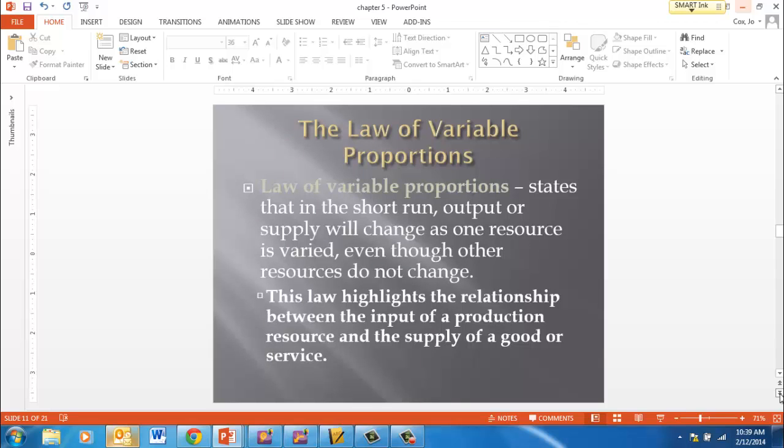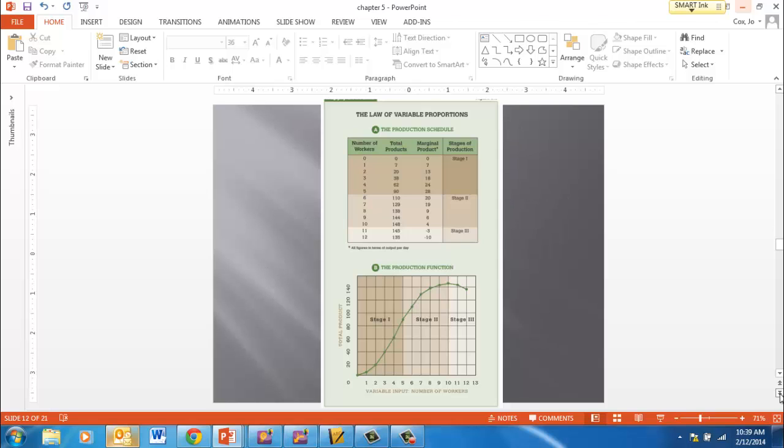In Chapter 5, we have a new law, the law of variable proportions. There's a lot of information and a chart in your book that you'll want to refer to when learning about this law. This states that in the short run, output or supply will change as one resource is varied, even though the other resources do not change. So it highlights the relationship between the input of a product resource and the supply of a good or service. Now, in this example, and this is from your book, the only thing that changes is the number of workers. Everything else stays the same.